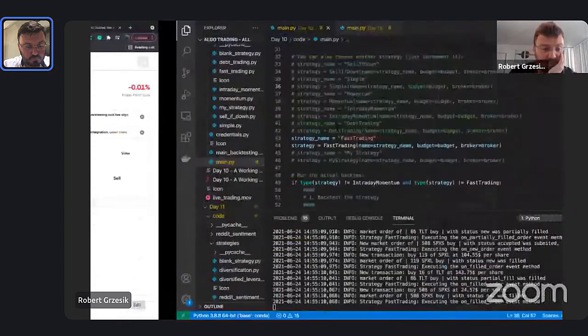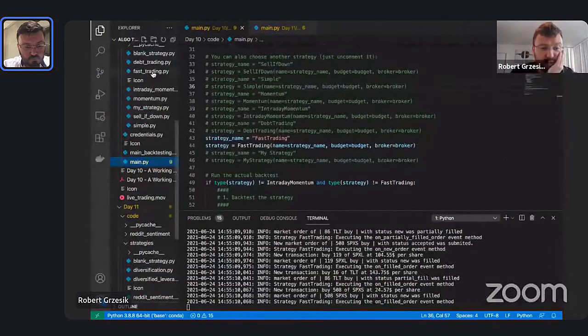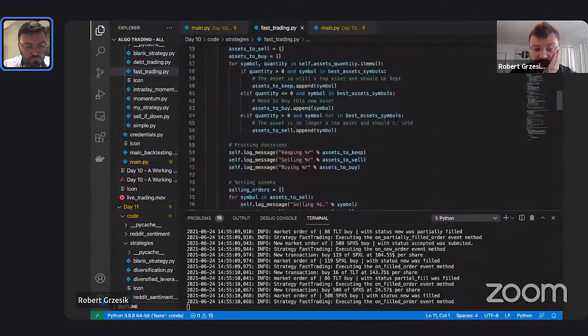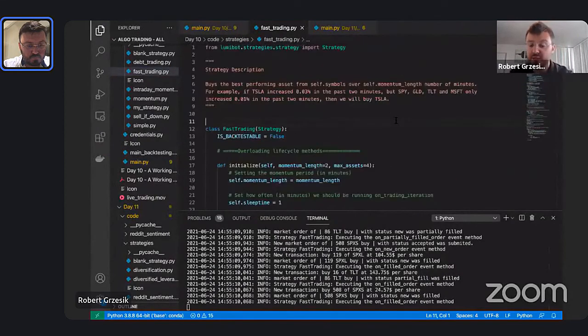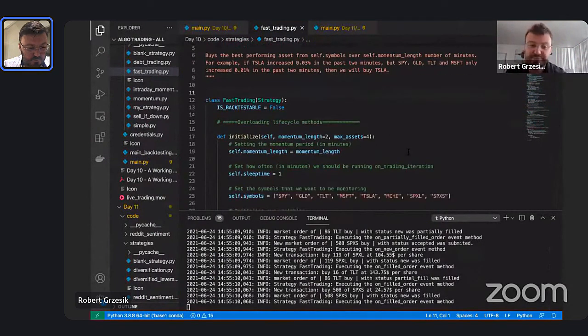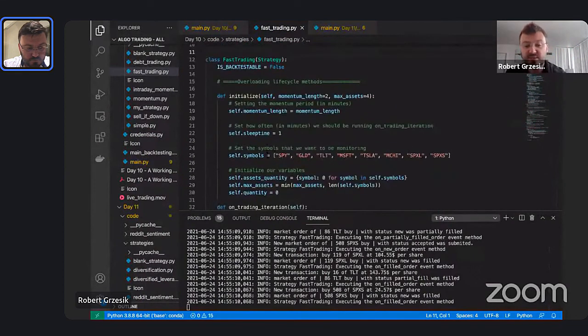Okay. Here is the code. The code is fairly straightforward. It's not that long, right? It looks like 160 lines of code, but a lot of it is boilerplate stuff, and a lot of it is just tracking things and whatnot. It's very easy for you guys to get something like this up and running. Essentially what it does is it looks at these symbols here, right? SPY, gold, TLT, Microsoft, Tesla, etc.